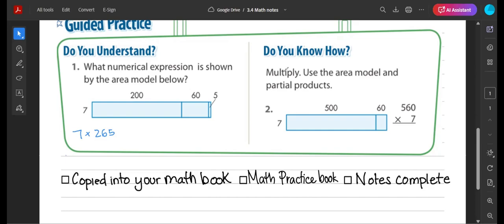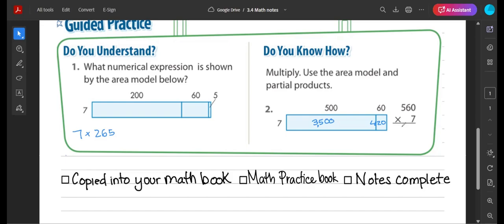For number 2, multiply, use the area model and partial products. So here we have 7 times 560, or 560 times 7, same thing. 7 times 500 is the same thing as saying 7 times 5. In this case, we know 7 times 5 is 35, and then we add 2 more zeros, 3,500. 7 times 60, that's the same thing as saying 7 times 6, plus a 0, so 7 times 6 is 42, and add a 0 at the end, 420.